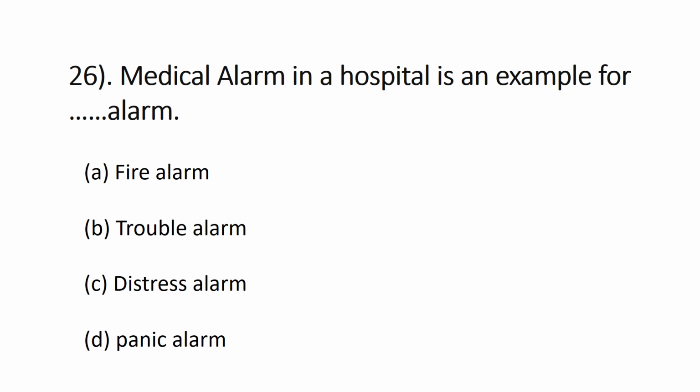Question number 26. A medical alarm in a hospital is an example of what alarm: A. Fire alarm, B. Trouble alarm, C. Distress alarm, D. Panic alarm. The hospital always uses a panic alarm. Okay, so the right answer is D. A medical alarm in the hospital is an example of a panic alarm.